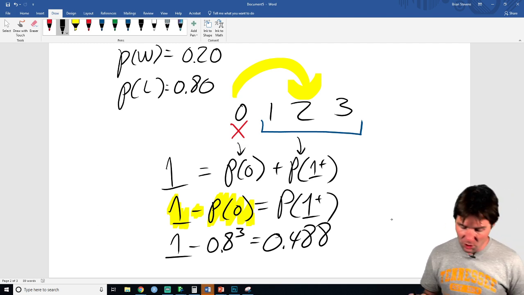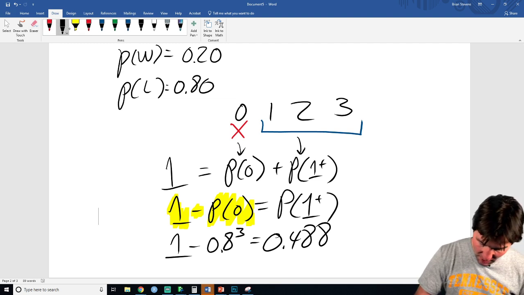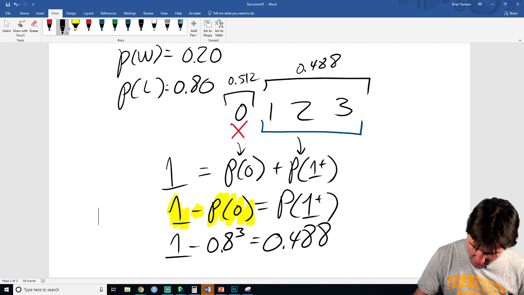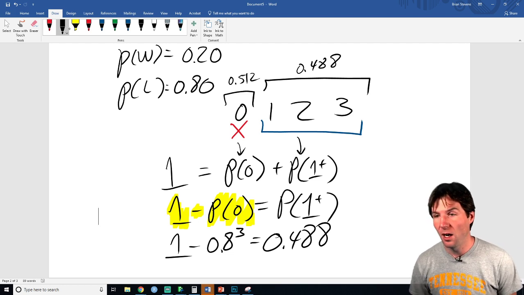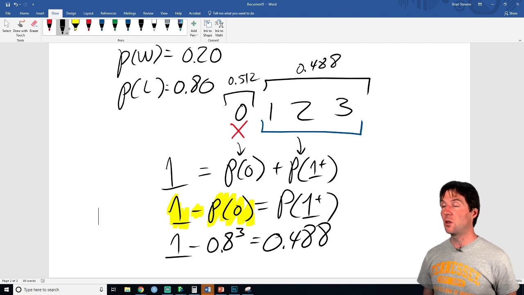So this one has an associated probability. So the probability of this is 0.512, and the probability of this one is 0.488. Does that make sense right there? Why to the third instead of to the fourth? Good question. Because you lose on all 3.